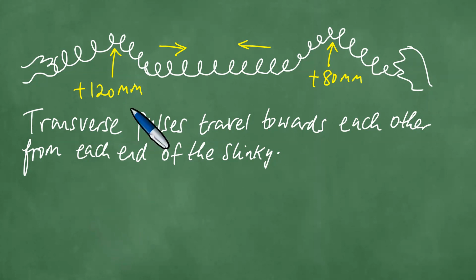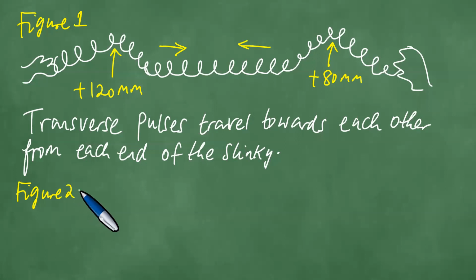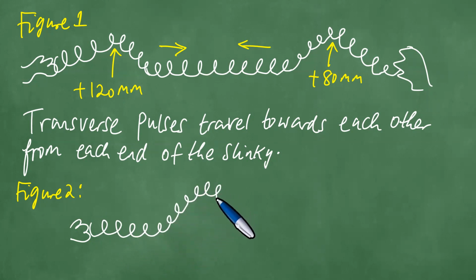Okay, now they're there. Call this figure one, and call this figure two. In figure two, you have what is going to happen when one of them is 120 millimeters in height, or amplitude, and here the amplitude is 80. So let us see what happens. Still, the hands are there, and this is the slinky.